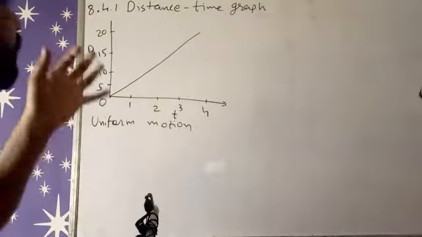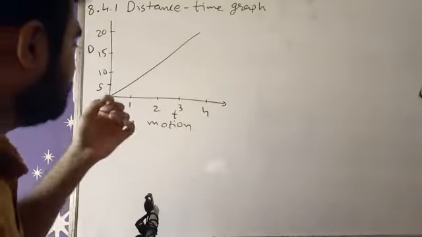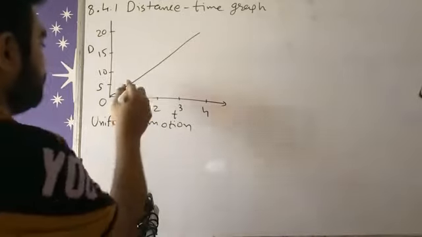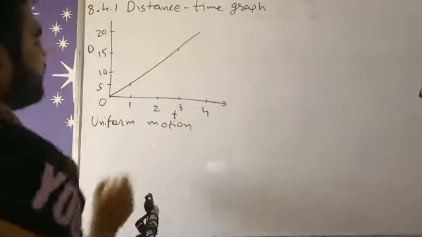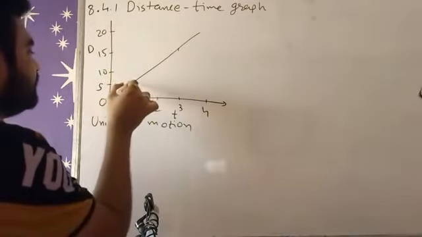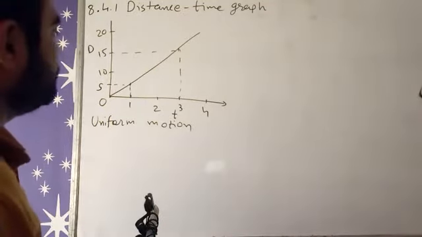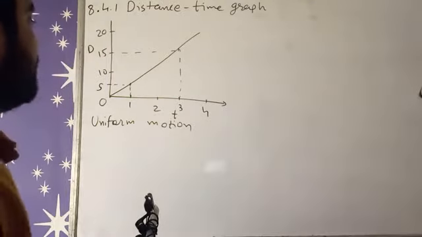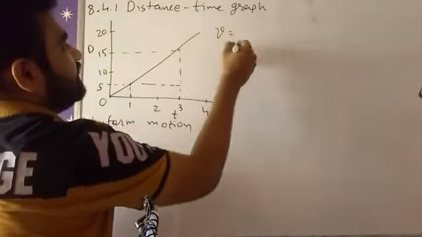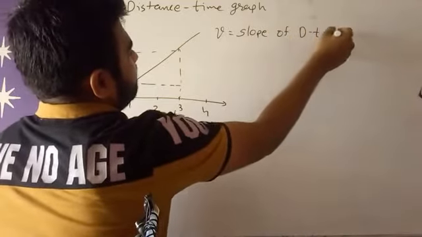Now from this graph, if we want to find velocity between two particular points, meaning for some time interval, say from 1 second to 3 seconds, what we have to do is make points for this and another point here, right? So simply we have to find the slope of that graph. By finding the slope of that graph, we can find velocity. So v is nothing but the slope of the distance time graph.